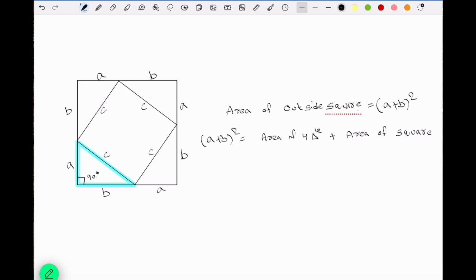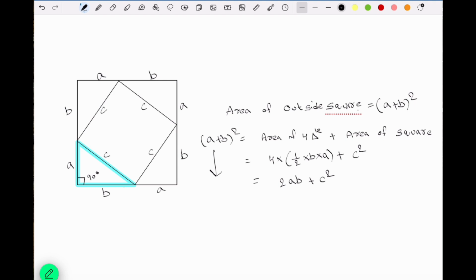This square is internal. We know the area of a triangle formula is half times base into height. Here base is B and height is A. So plus the area of the square. The length of the side of the internal square is C. So the area of the square is C square. It is equal to 2 times AB plus C square.